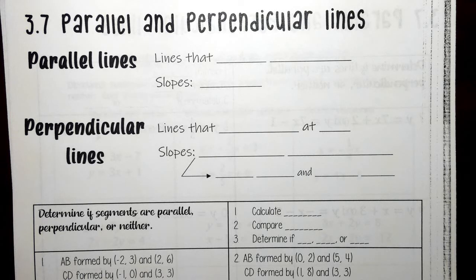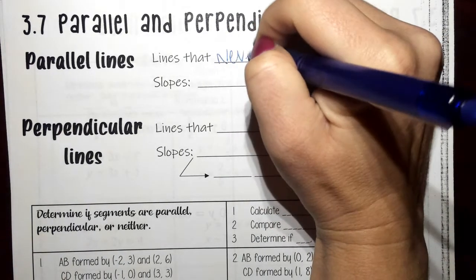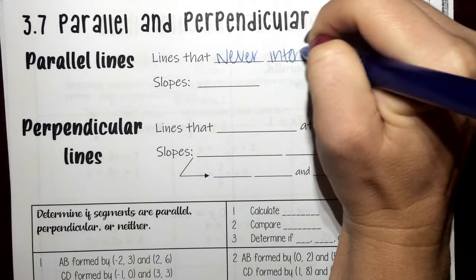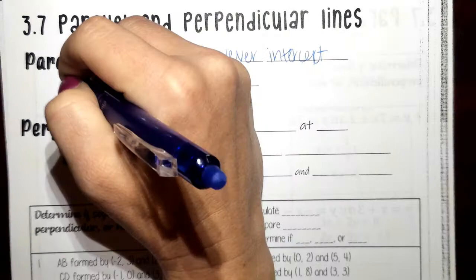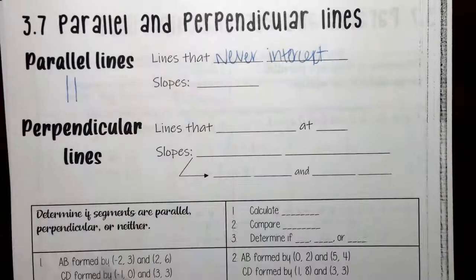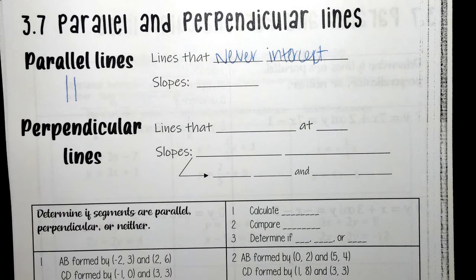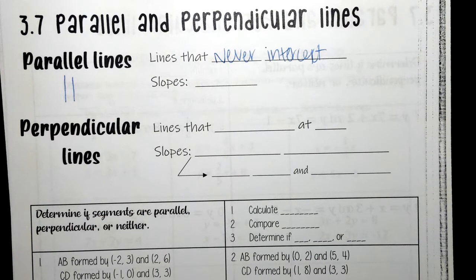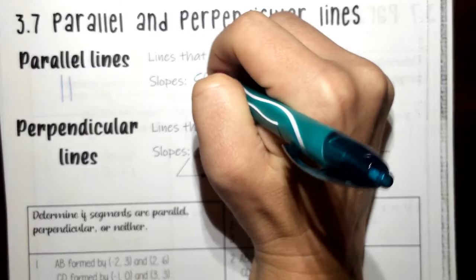Let's look at parallel and perpendicular lines. So parallel lines are lines that never intersect. So they're going to be lines that are never ever going to meet. And this is our little symbol for parallel lines. And the slopes of our parallel lines are going to be the exact same.